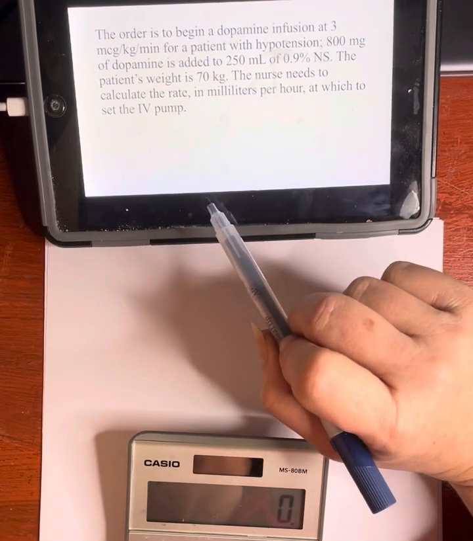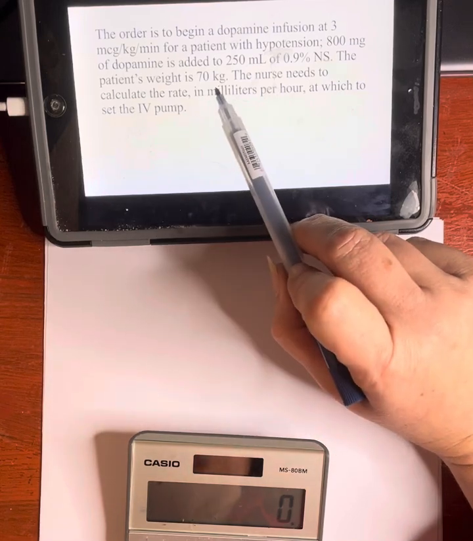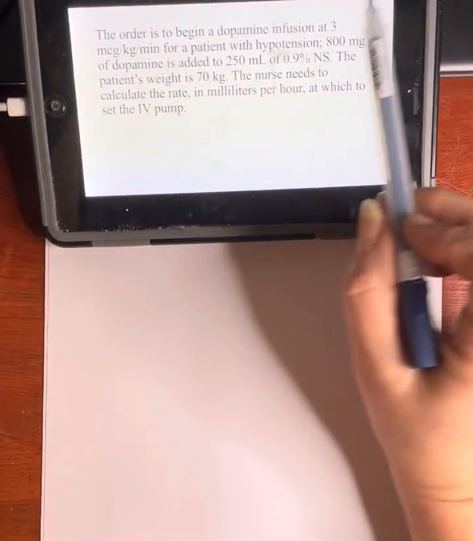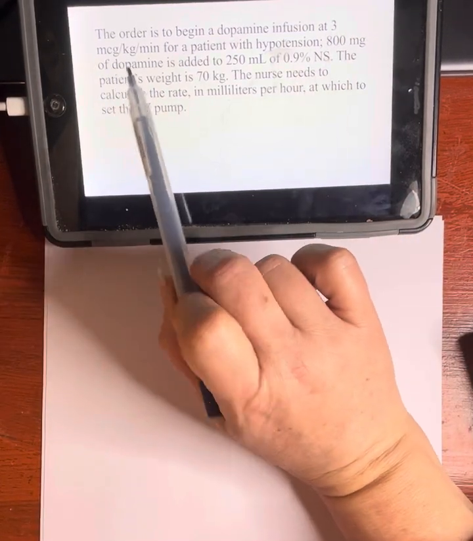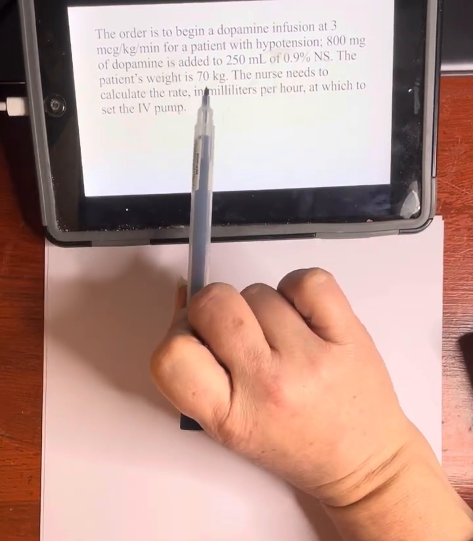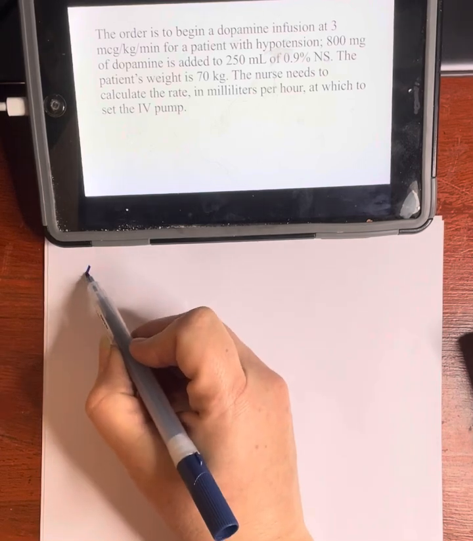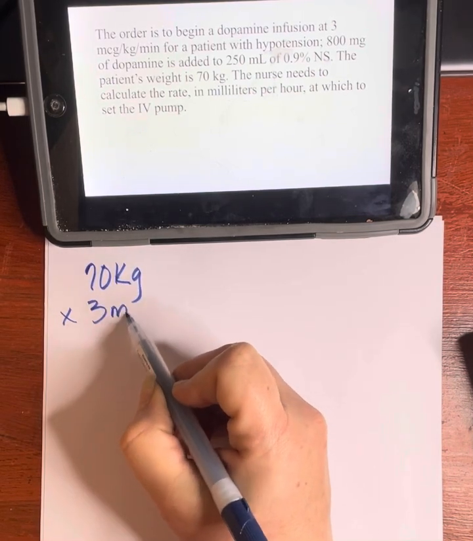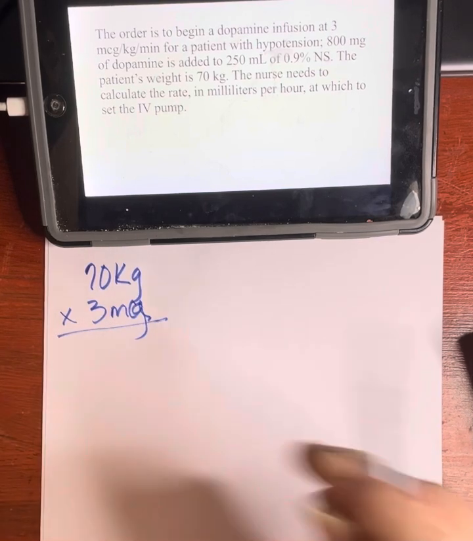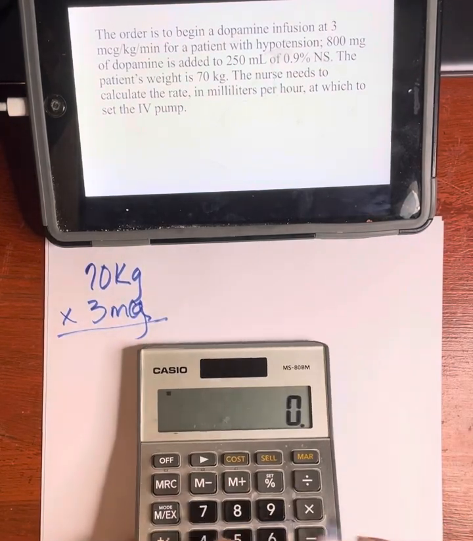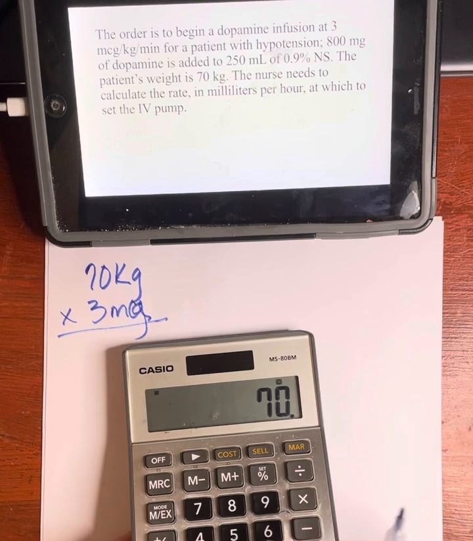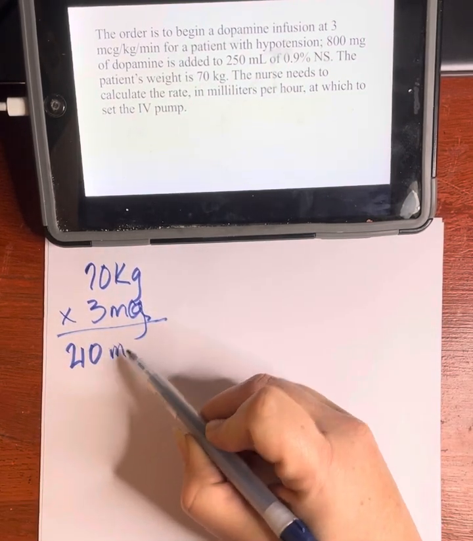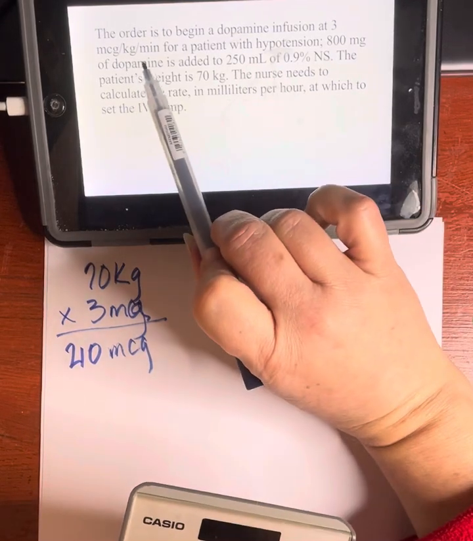Out the gate, you know we're going to have to deal with that weight. Thankfully, they were sweet enough to go ahead and give us the kilograms. So the doctor wants 3 micrograms for every 1 kilogram. We got 70 of them. So we got to multiply 70 kilograms times 3 micrograms. If you don't trust your brain, get your calculator. 70 times 3 equals 210 micrograms per what? Per minute.